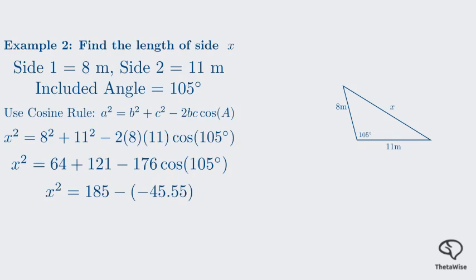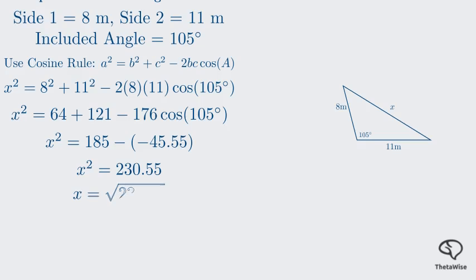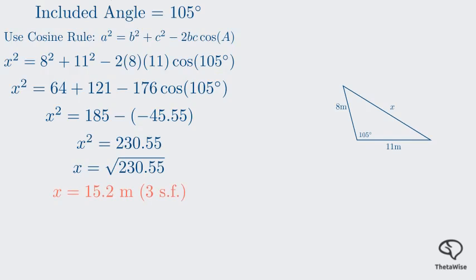Be very careful here with your signs. The cosine of an obtuse angle, like 105 degrees, is negative, so subtracting a negative becomes a plus. Step 4. X squared equals 230.55. Step 5. X equals the square root of 230.55. The final answer is x equals 15.2 meters, rounded to 3 significant figures.